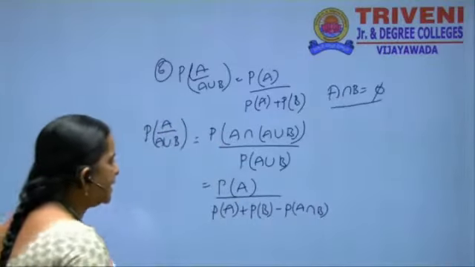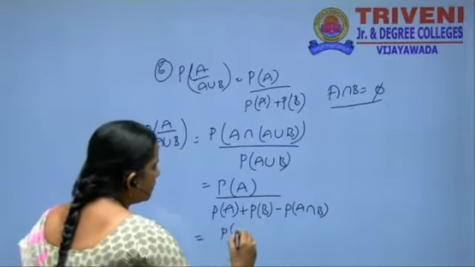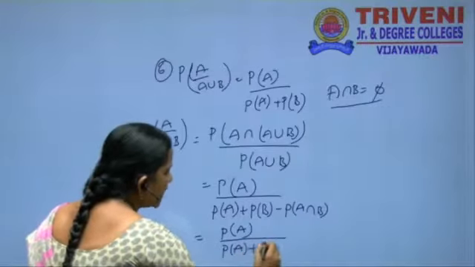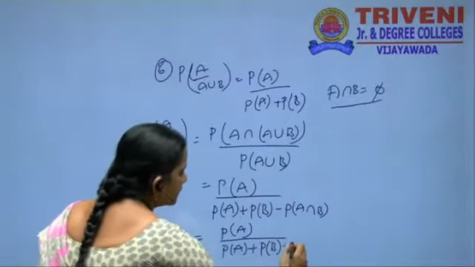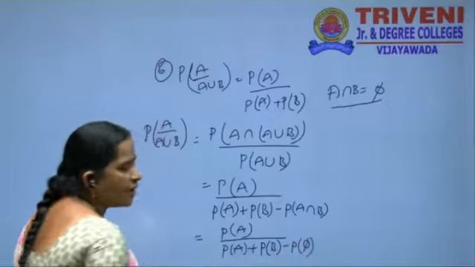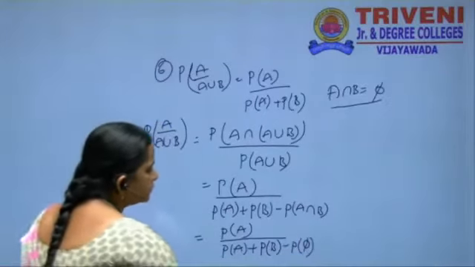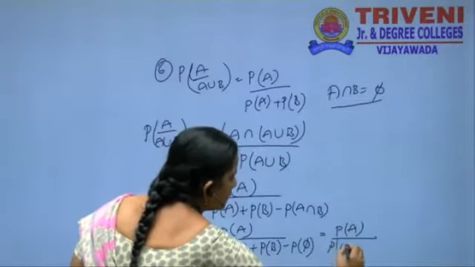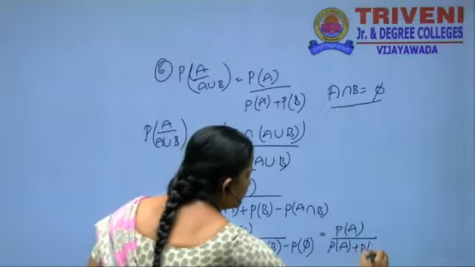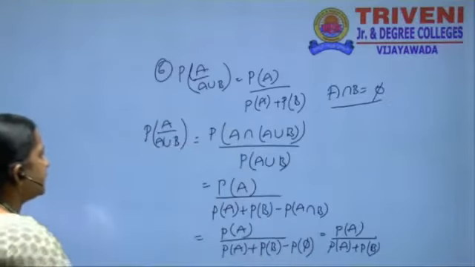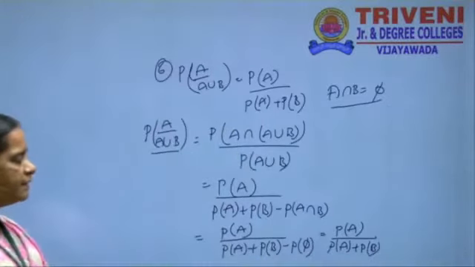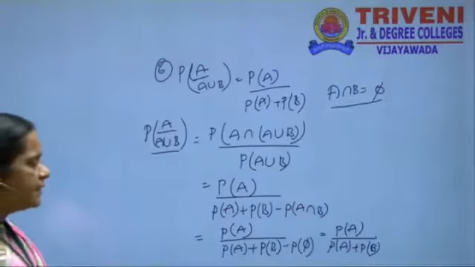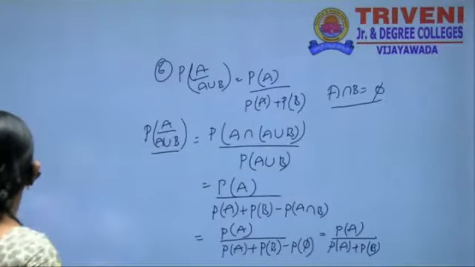Then P of phi is 0. So P of A by P of A plus P of B minus P of phi. Here the value of P of phi is 0. Then P of A by P of A plus P of B. This is the sixth bit: P of A by A union B is equal to P of A by P of A plus P of B. Then we are going to the next problem.